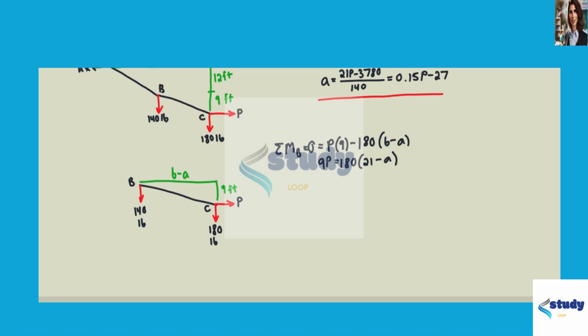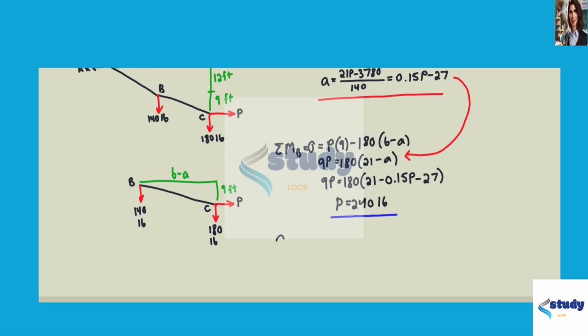Now we can plug in this equation for a in here so we can fully solve. So 9P equals 180 times 21 minus 0.15P minus 27. I'm going to solve completely for P, which equals 240 pounds. And this is the solution for part A of this problem.